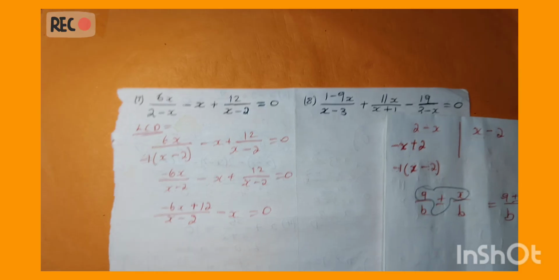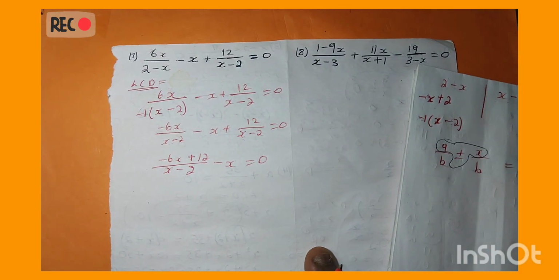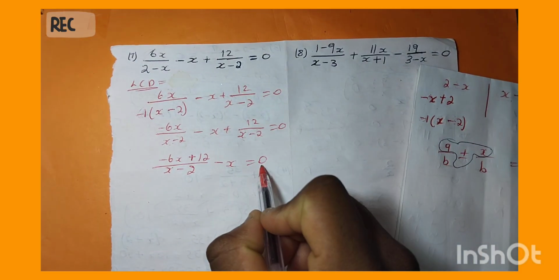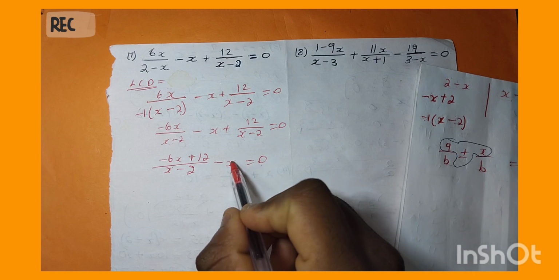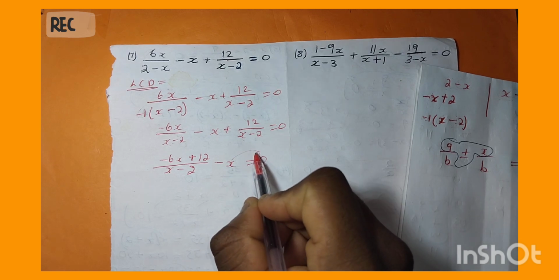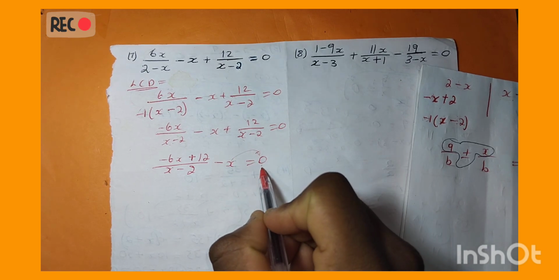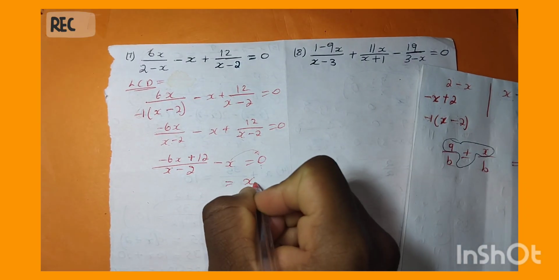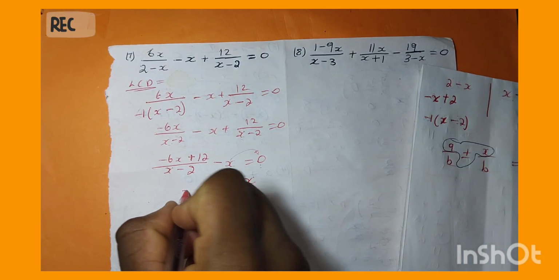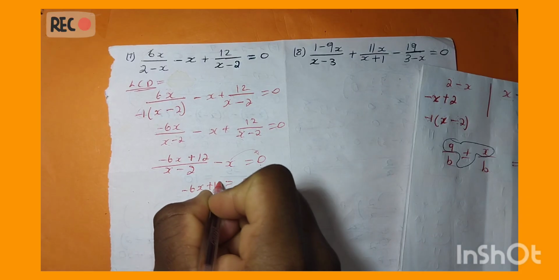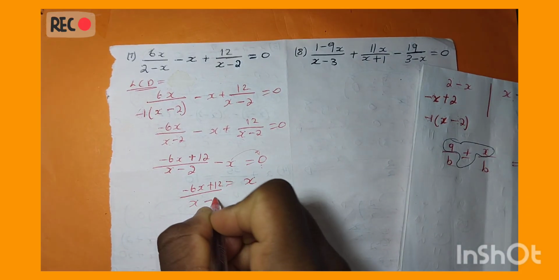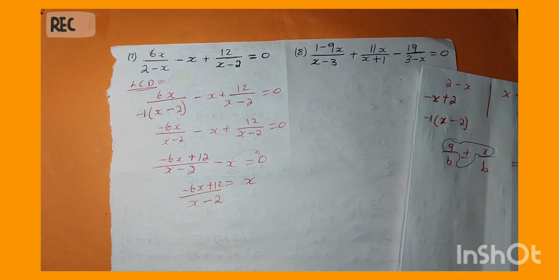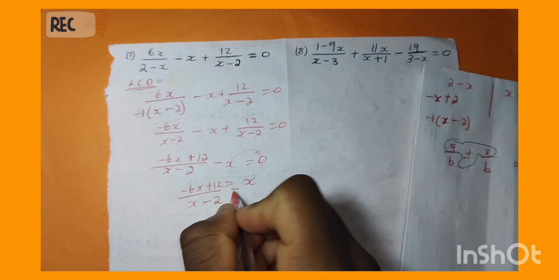Do you see? And now what I can do, guys, because here I got 0, as you can see, it means that if I take this thing to the other side, I can form a fraction. So this is what will happen. I will take that thing there, it becomes positive. This thing is -6x plus 12 divided by x 2. So it means that now here I got equal.